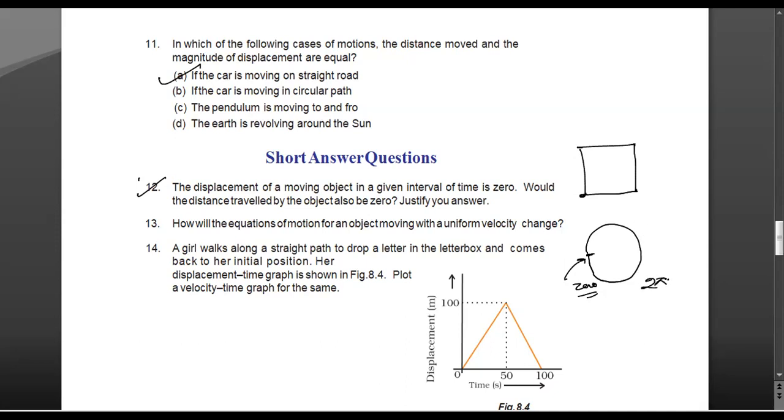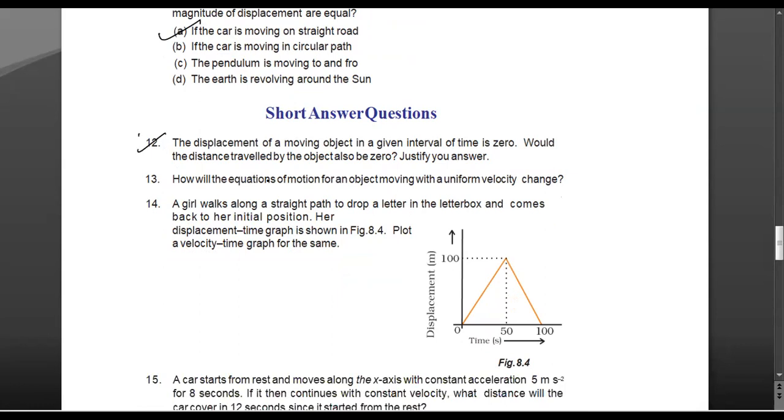Or we can say that if an object is moving in a straight line and comes back to its original position, then its displacement will be 0. But the distance traveled will be twice the distance between the 2 points. So this is the way you can explain this answer. Next: how will the equations of motion change for an object moving with uniform velocity?